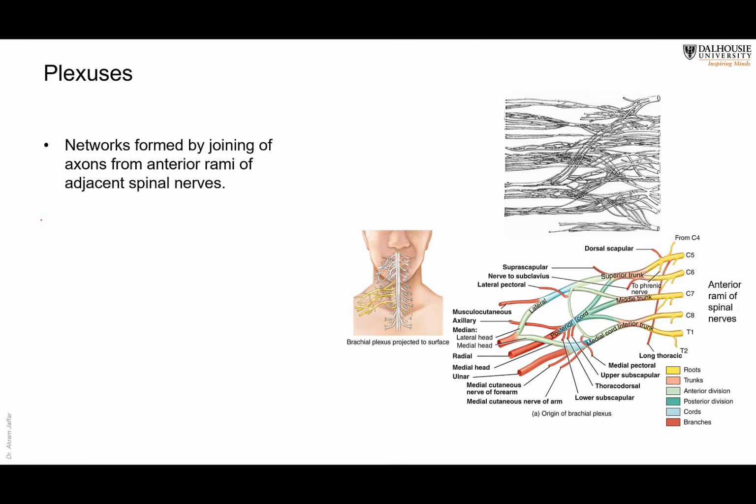Now, what is a plexus? A plexus is a network. It's a network of nerves, a network of adjacent spinal nerves. An example of a plexus is the brachial plexus, which is the nerve plexus that supplies the upper limb. You can see here what happens in the plexus is that axons exchange between the spinal nerves. There is exchange of axons.